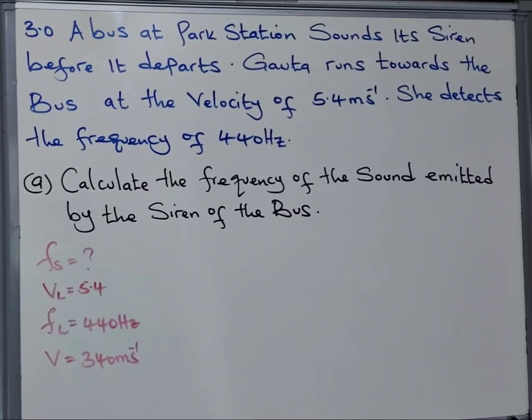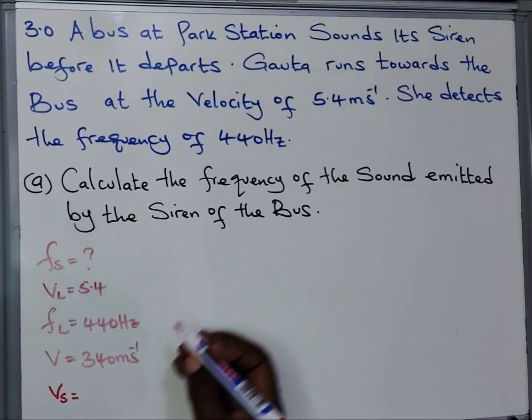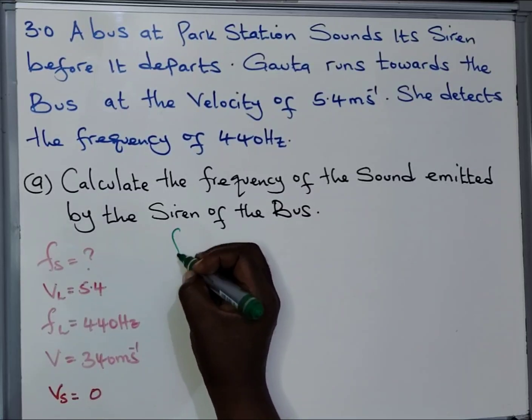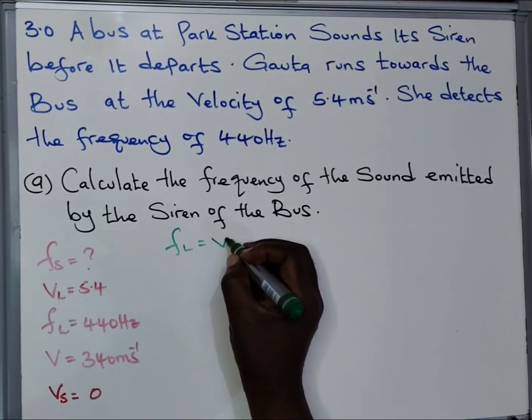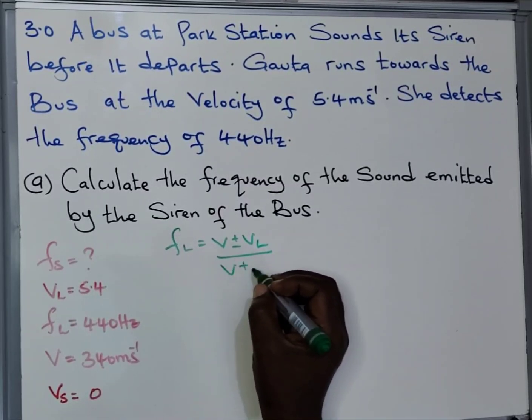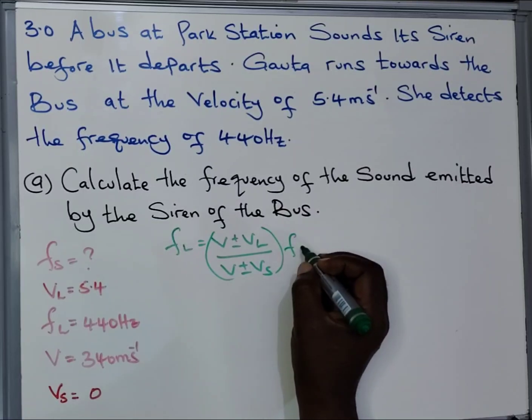But we also know the velocity of the source. And the velocity of the source is 0 because the bus was stationary. So with this information, what do we do? We have our equation. The equation is FL is equal to (V plus or minus VL) over (V plus or minus Vs) into Fs.